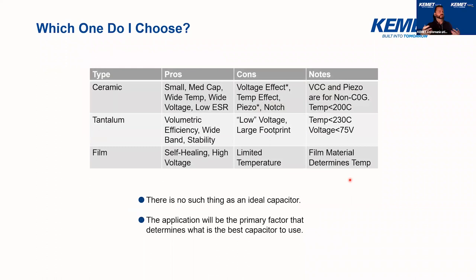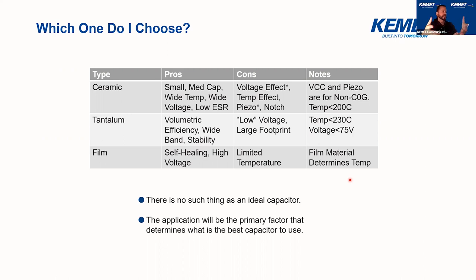And then which one do I choose? There's no such thing as an ideal capacitor. There are some benefits to one that the other doesn't have. For example, ceramic capacitors are small and have a medium-ish capacitance range, but specifically with class two capacitors, they have that voltage effect where they lose capacitance with applied bias voltage. And that's not a question of manufacturer, but rather a question of materials that we all commonly use.